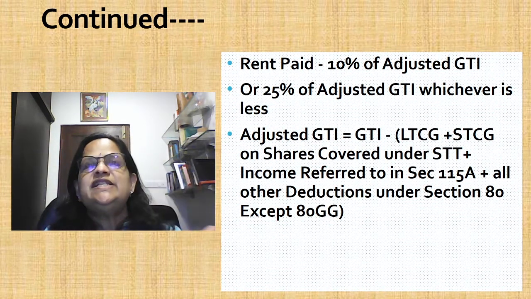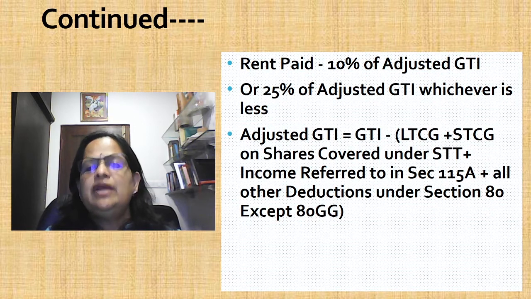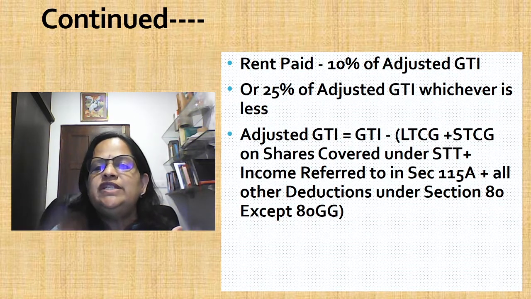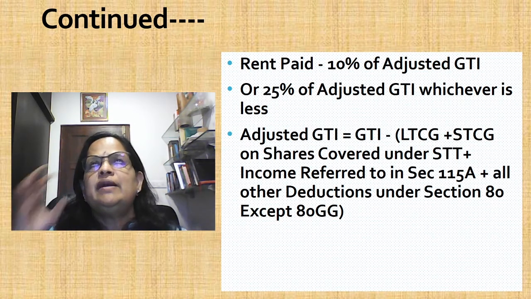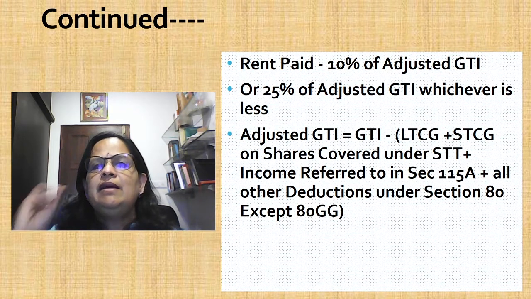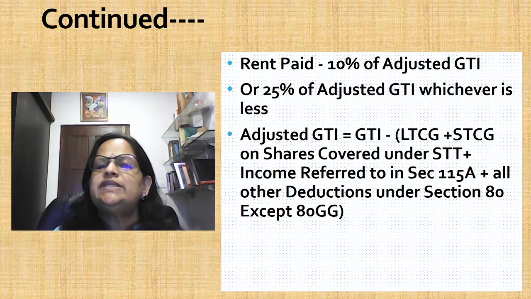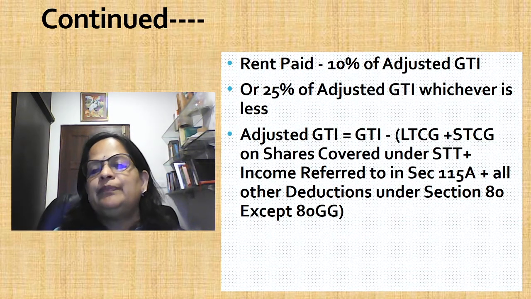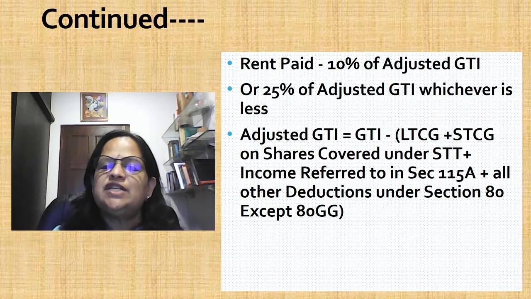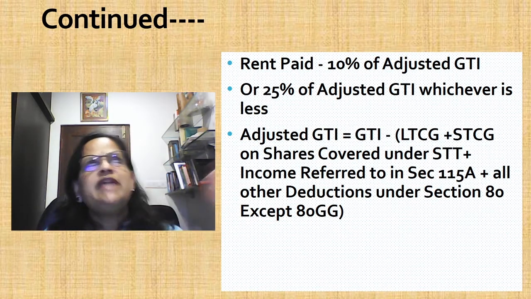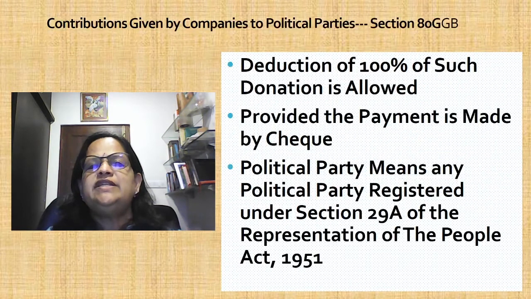Now adjusted GTI, again I have given the explanation. Adjusted GTI is equal to GTI, that is the gross total income, minus LTCG plus STCG on shares covered under securities transaction tax, plus income referred to in section 115A, plus all other deductions under section 80C, that is from 80C to 80U except 80GG.